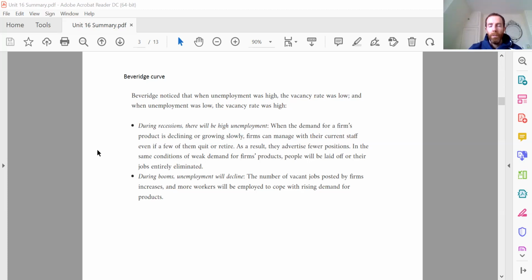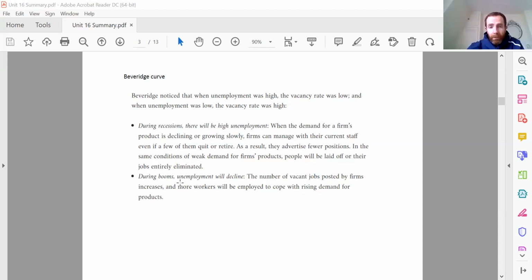So what Beveridge noticed is that when there is high unemployment, you seem to have a low vacancy rate, and when unemployment is low, a high vacancy rate. And that can be explained pretty simply. If there's a recession, you'd expect there to be high unemployment. And when there's high unemployment, firms are not really thinking about expanding their workforce, right? They're going to try and make do with their current workforce and potentially even downsize. And so they're going to advertise for fewer jobs, so there'll be fewer vacancies.